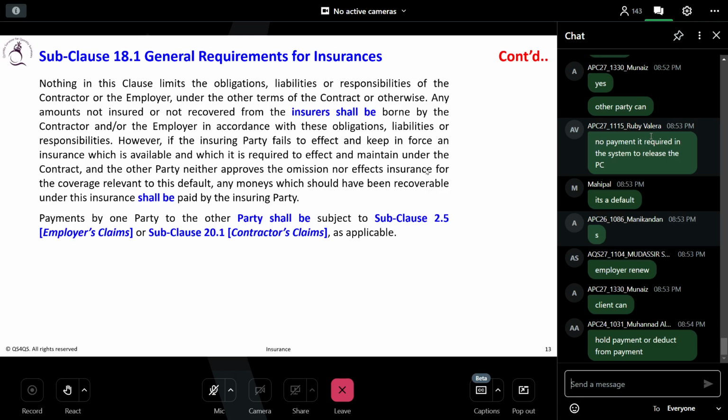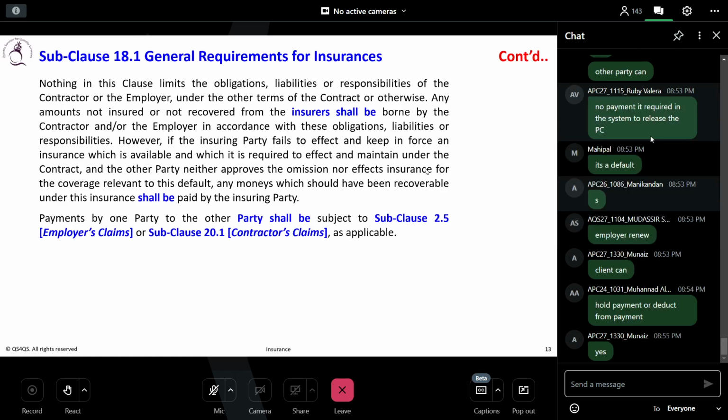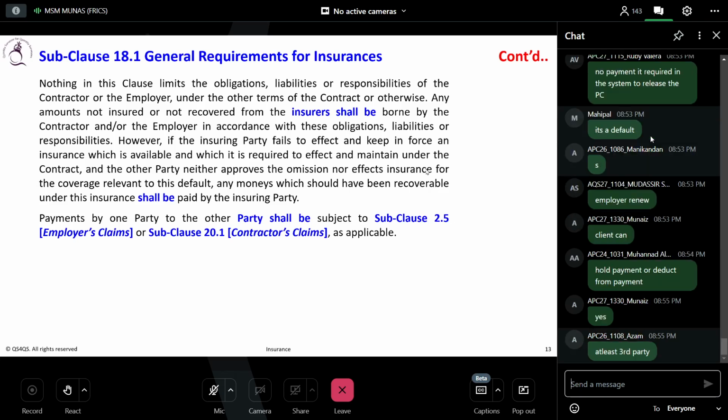Okay, so look, if you don't have the insurance, let's say the employer is supposed to have the insurance or the contractor is supposed to have the insurance. Think about the simple way. When you are purchasing a new vehicle, you must have the insurance, right? By law. Yes or no? You must have the insurance. Okay, so let's say you didn't take the full insurance, that means the premium insurance. You just go for a third party at least. Yeah, third party. Now, what will happen?